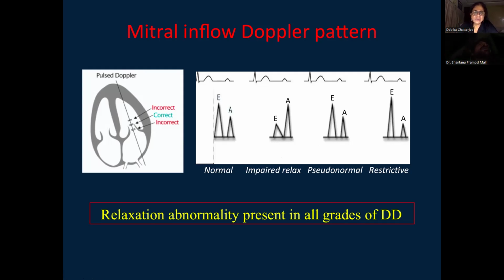So when the LA pressure moderately rises, what will happen? Again, the LA to LV pressure difference will be high. So a larger volume of the blood will go from the LA to LV, making the E wave again taller than the A wave. Now, mind it, this impaired relaxation pattern is hidden here. It is masked because of the raised LA pressure.